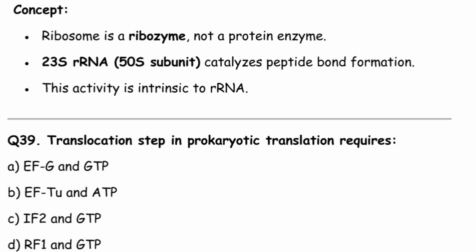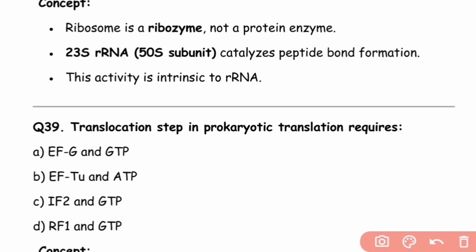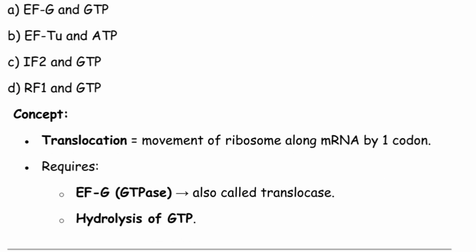Next question: the translocation step in prokaryotic translation requires, we already have seen this in a previous question, A. EF-G and GTP, B. EF-Tu and ATP, C. IF2 and GTP, and D. RF1 and GTP. The correct answer was EF-G and GTP. Next question.